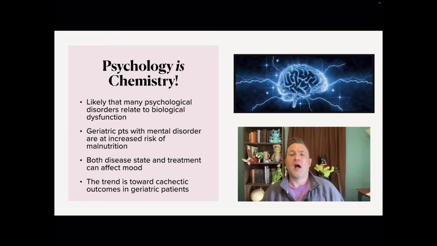Okay, so you may have heard this before. Psychology is chemistry. Pretty much every psychological disorder relates to biological dysfunction, and within that biological dysfunction is either an inability to produce a neurochemical of some sort or an inability to use it correctly, absorption rates, take up, something like that. So neurological chemicals are the basis of psychiatric disorders.